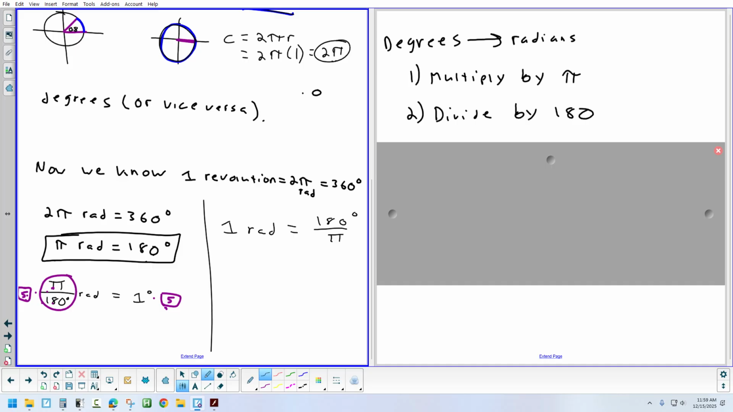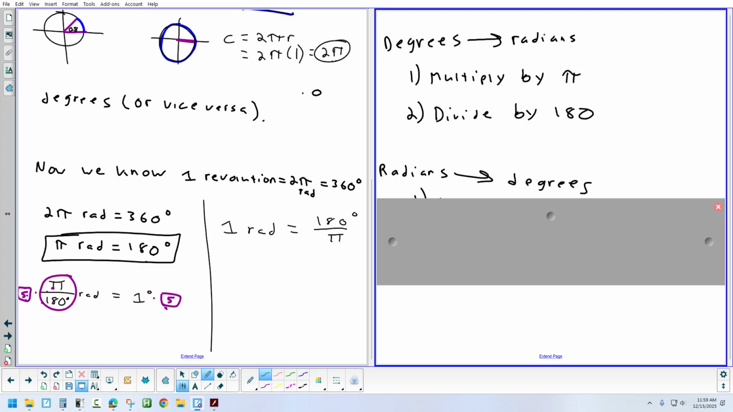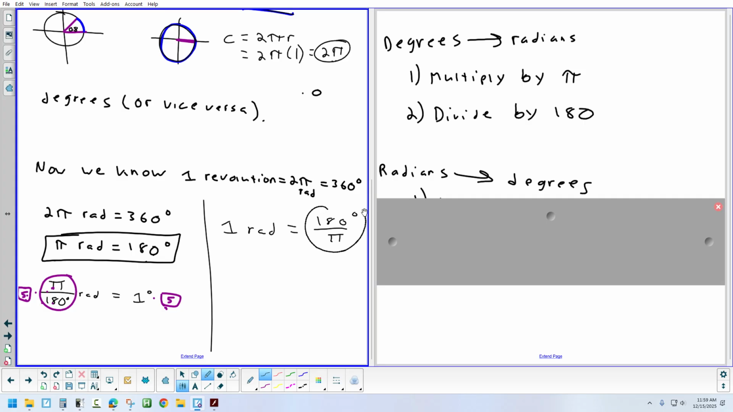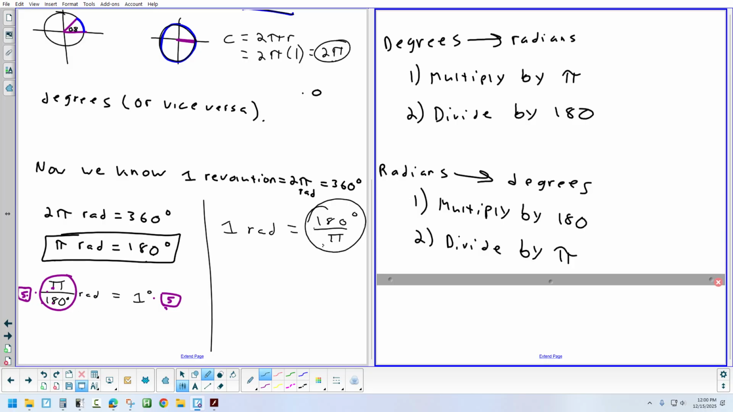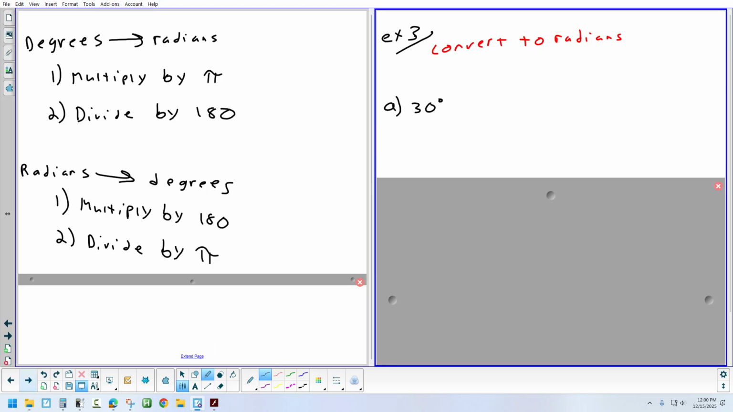So anytime that you are converting from a radian to a degree, you basically have this fraction involved. 180 is in the top. Divide by pi is in the bottom. You just do this reciprocal. It's just flipped. So when you're converting between radians and degrees, one is multiplied by pi and divided by 180. The other one is multiplied by 180 and divided by pi. And we don't want to mix them up.